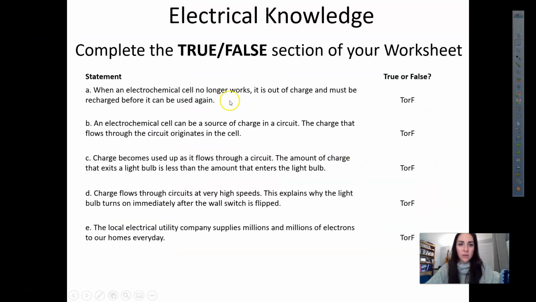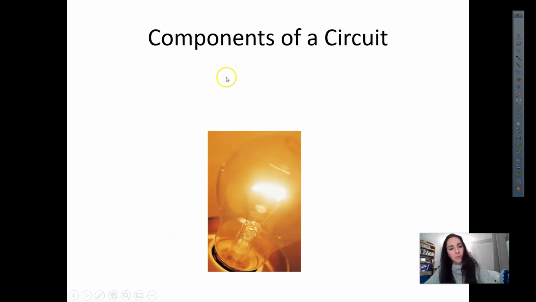Let me just take a look. So by the way, the chemical electrical cell means battery. So when the battery no longer works, it's out of energy, not charge. The battery can be a source of charge in the circuit. No, that's not correct. It comes from the devices. Charge does not get used up in a circuit. That's false. Charge does not go at high speeds. That's false. It goes slow. And the electric company does not supply millions of electrons per day.